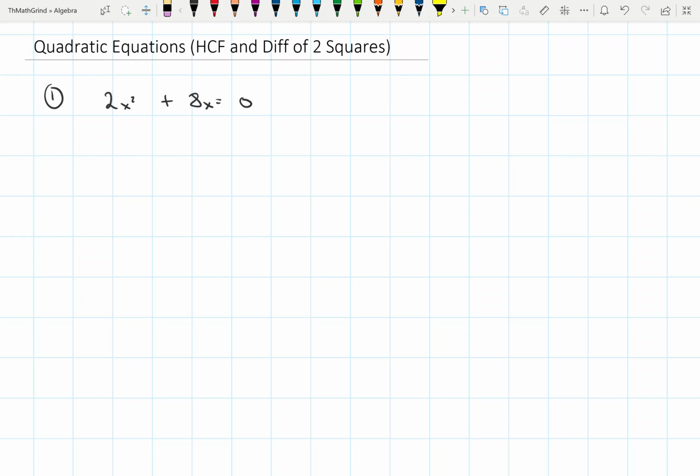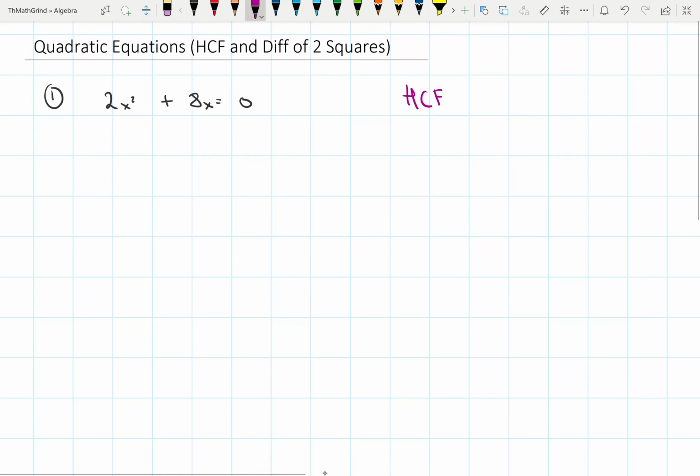So we're going to be looking at solving quadratic equations in this video using the methods highest common factor and difference of two squares. In the next video we'll look at solving quadratic trinomials, those equations that have three different terms. But in this one, first of all, we're going to start off with probably the easiest of the methods, which is highest common factor. So this example is a highest common factor.